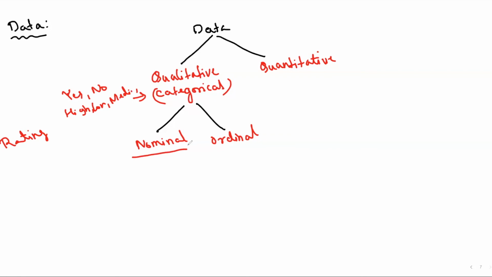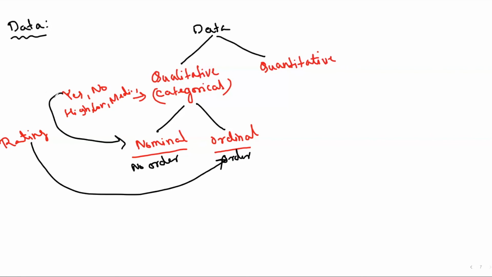Now, nominal. What is nominal? What is ordinal? Ordinal means the data have an order. Nominal is no order. Here we do not consider any order of the data. Here we have to. So the ratings fall in the ordinal category. Yes, no falls in the nominal category. There is no order in yes, no. It can be no or yes, yes or no, doesn't matter. But ratings, high, low, medium, right? This falls in the ordinal category.